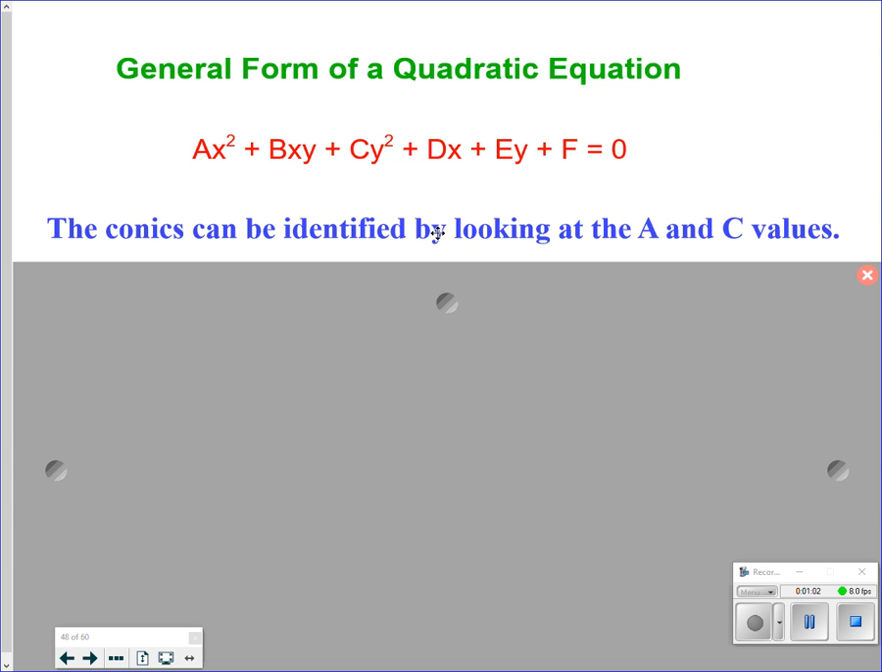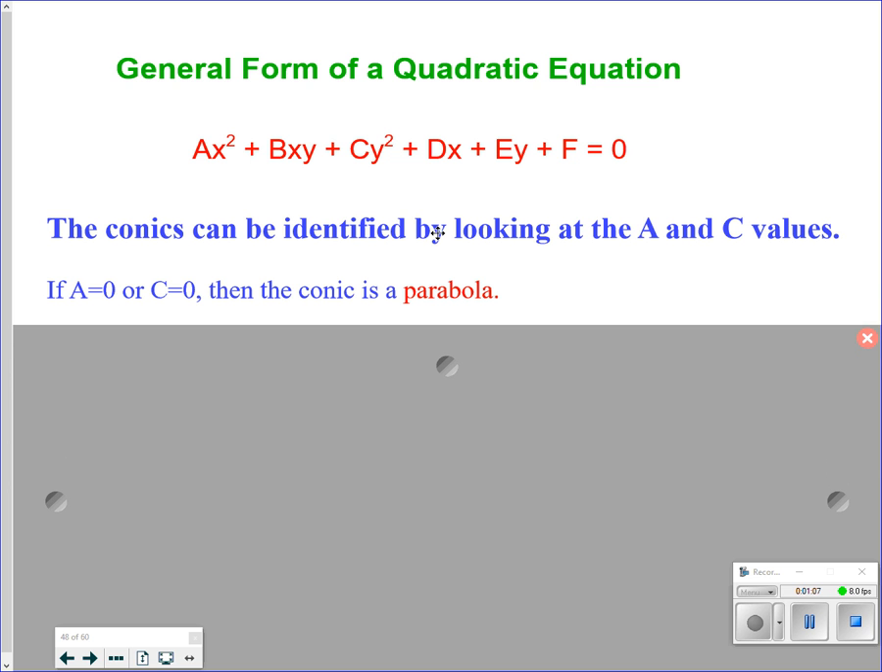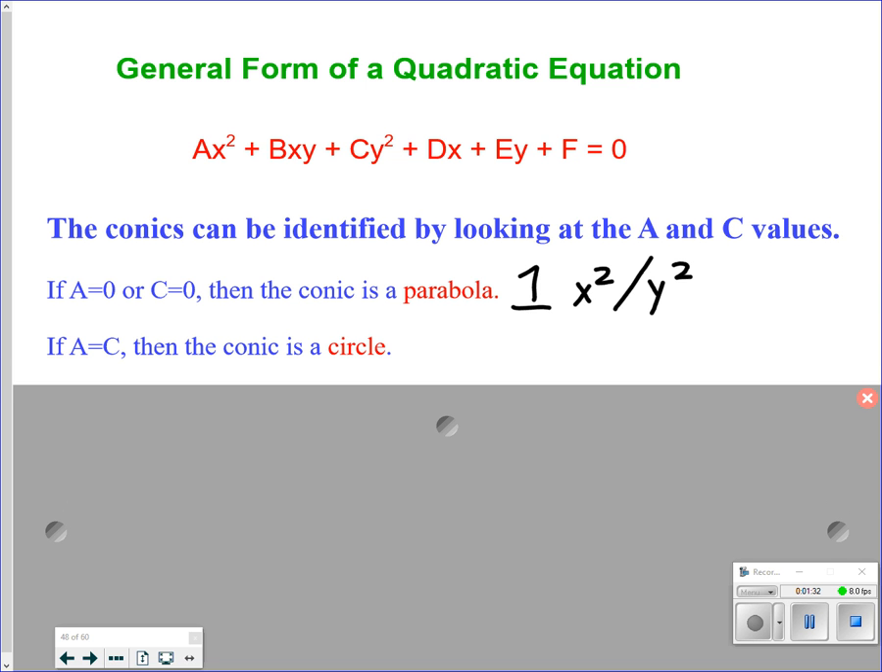Well, a and c will tell us all. If you have no a or no c, one or the other, meaning there's only one squared term, meaning you don't have an x squared or you don't have a y squared, that makes it a parabola. If there's not an x squared and a y squared in the problem, that's the only way that makes something a parabola.